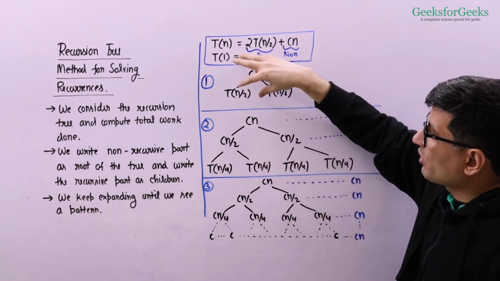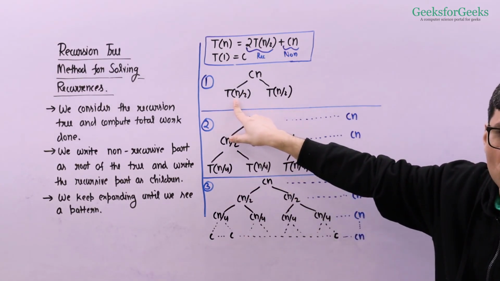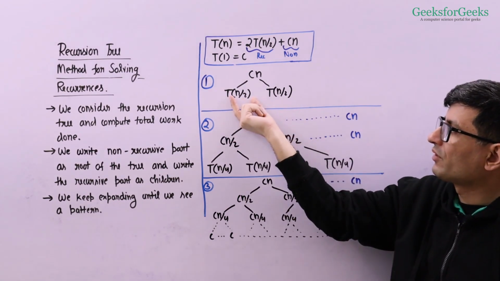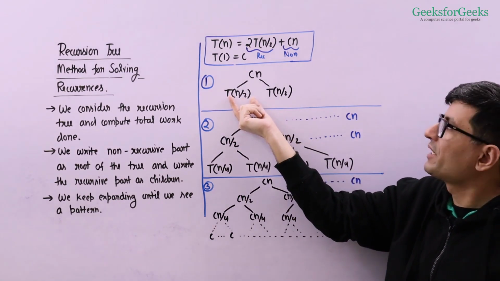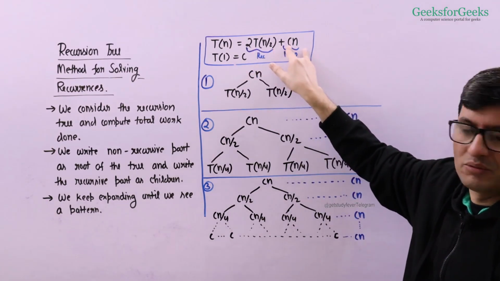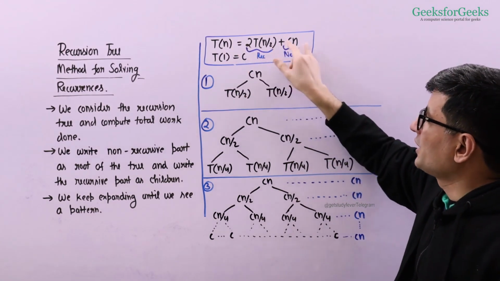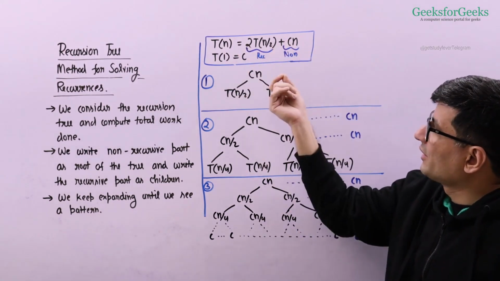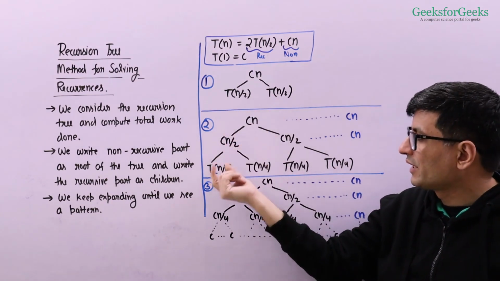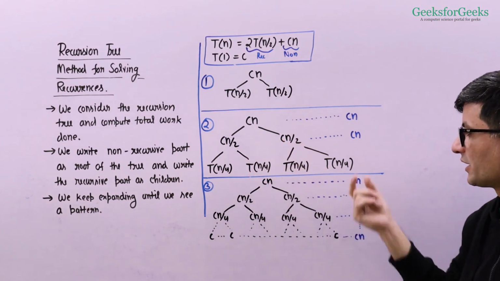Then once we have drawn this recursion tree, we further expand these calls, right? And how do we expand it? This is the recursive call for Tn by 2. Tn by 2 means it's going to have 2Tn by 4 plus Cn by 2. If I put n equal to n by 2, I'll get 2Tn by 4 plus Cn by 2. So in that, the non-recursive part is Cn by 2. So I write Cn by 2 and I write the recursive parts here. Then Cn by 2 and recursive parts here.